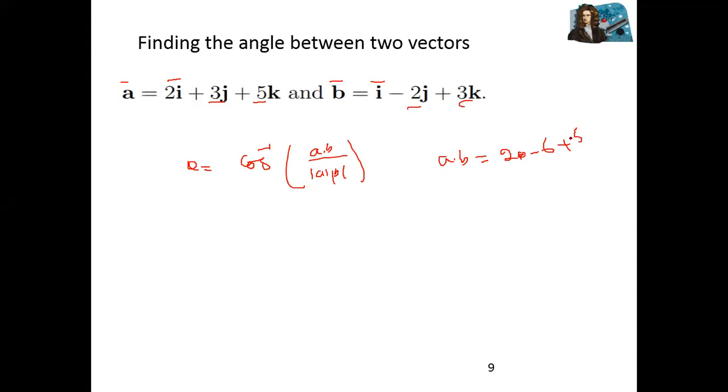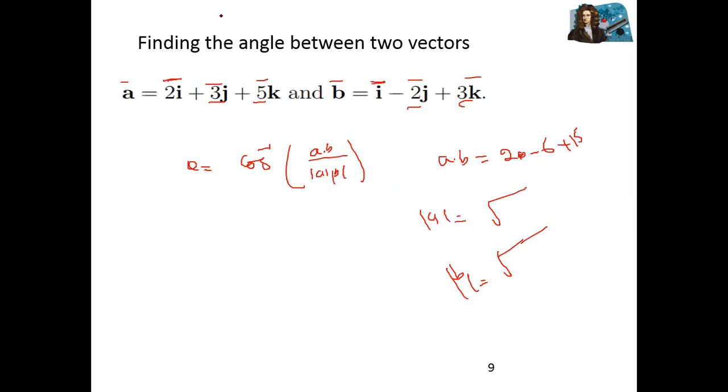That is A dot B. How can you find A magnitude? A magnitude is the square root of the x component 2 squared plus 3 squared plus 5 squared. How can you find B magnitude? Same, the root of 1 squared plus minus 2 squared plus 3 squared. So you can find these, then you can find the angle between these two vectors.